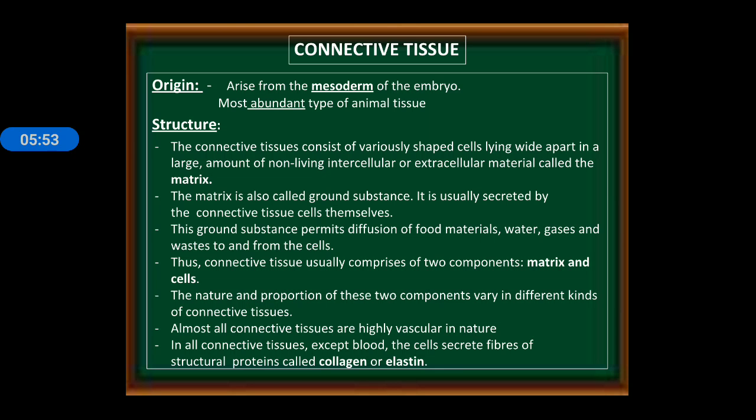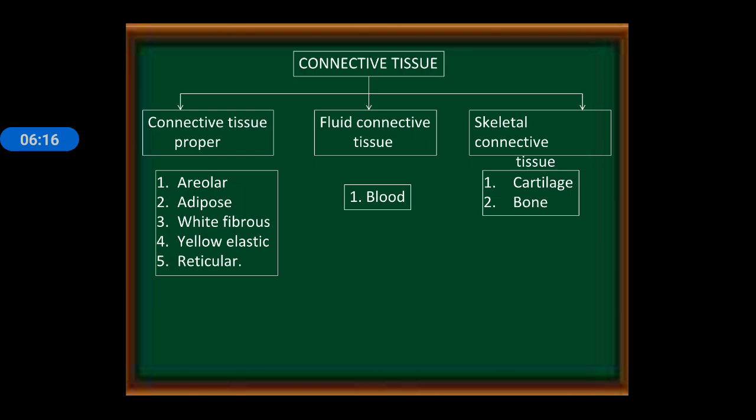They originate from the mesodermal layer, that is the middle layer of the embryo, and the structure of connective tissue is as follows. Connective tissue mainly consists of different shapes of cells, and it has a matrix as a ground substance, and this connective tissue helps in the diffusion of food particles, water, gases and waste. Connective tissues are further divided mainly into three categories: connective tissue proper, fluid connective tissue and skeletal tissue.